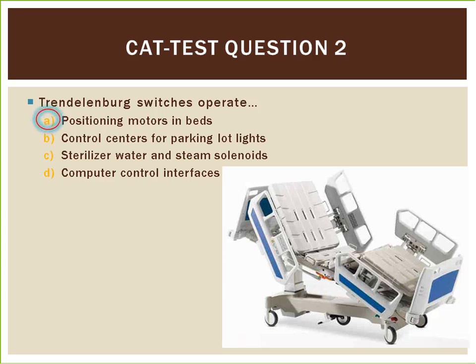Answer A is the correct answer here because Trendelenburg is a bed positioning switch located on the side of a patient bed that allows for specific body position from 15 to 30 degrees with the head of the bed tilted down. B is incorrect because it only has to do with parking lot lights and nothing to do with the beds. C is incorrect because sterilizers are devices used to clean surgical accessories and tools. D is incorrect because computer control interfaces can interact with the circuit board, but typically not the Trendelenburg function.